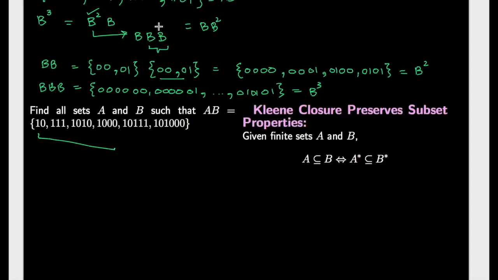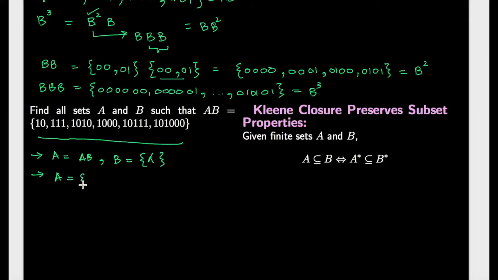Now let's say we are given this concatenation here. We have to find all the sets A and B such that AB is equal to this. Two of them are just trivial, right? One is A is equal to AB and B is just the empty string. Second is A is the empty string and B is equal to this AB.